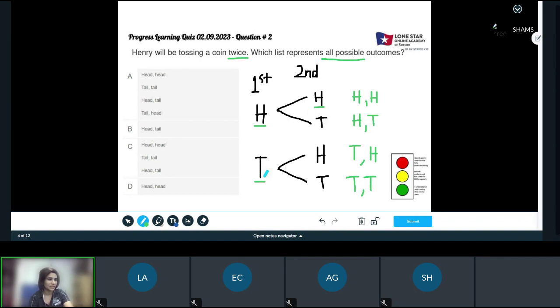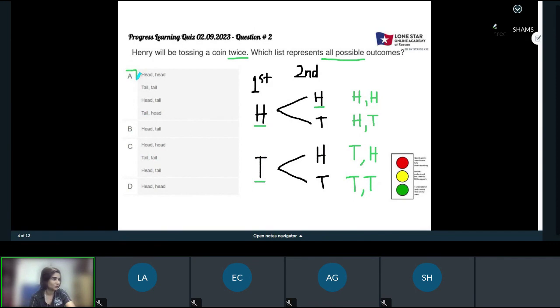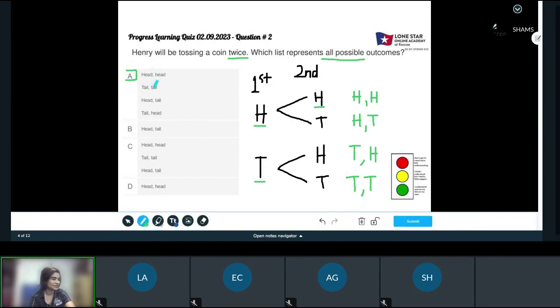We go down to tails. We follow along the branches of the tree and say tails, heads. Then go back, follow along the branches: tails, another tails. So tails, tails. So these are the four outcomes. If you look carefully, they mention all of those: heads, heads; tails, tails; heads, tails; tails, heads. So all the different ways you can possibly end up getting.